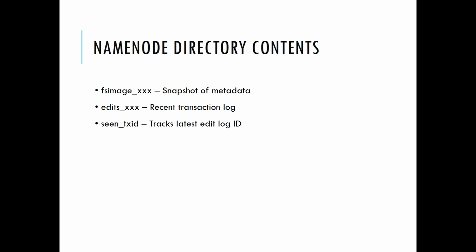Within each NameNode directory, we find several key files. fsimage_xxx is a point-in-time snapshot of the file system metadata. edits_xxx logs all recent changes to the file system, and seen_txid records the transaction ID of the last edit applied. These files are essential for maintaining and restoring the state of the HDFS namespace.